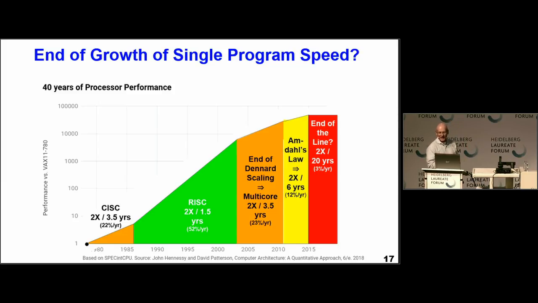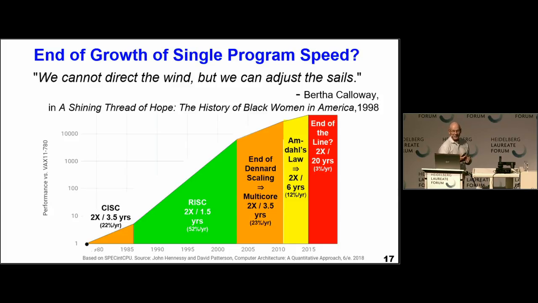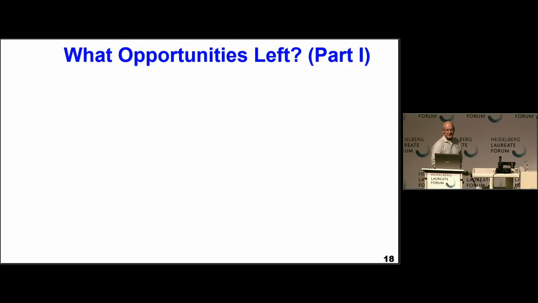So what advice do we have? This is from Bertha Calloway: we cannot direct the wind, but we can adjust the sails. So this is a reality we have to live with. What are we going to do? And I'll talk about a couple of opportunities here.